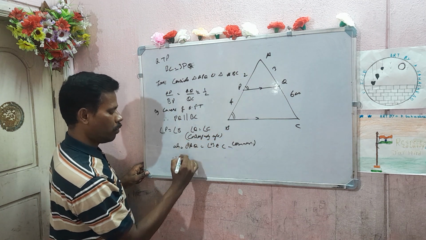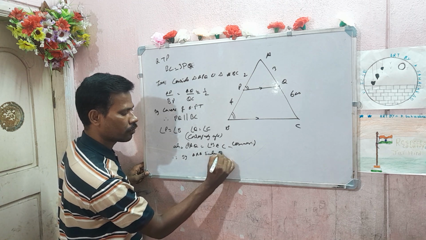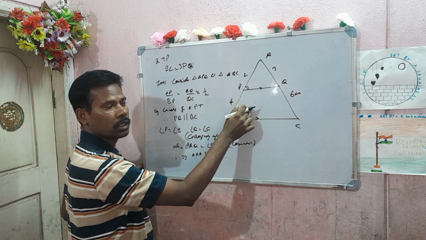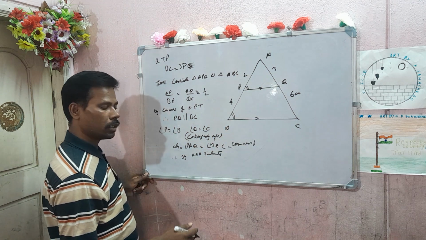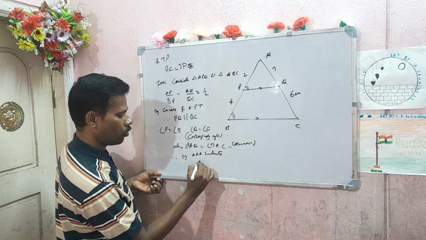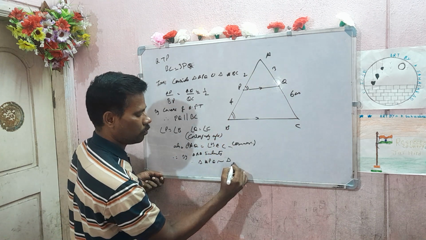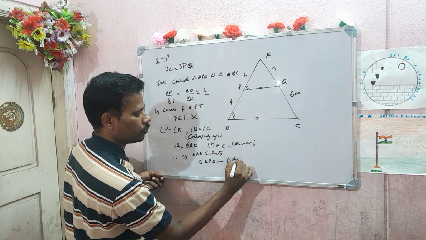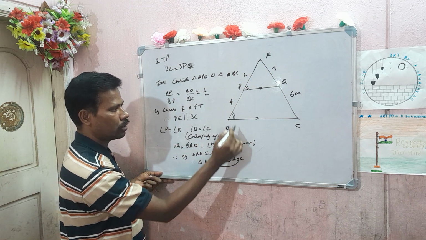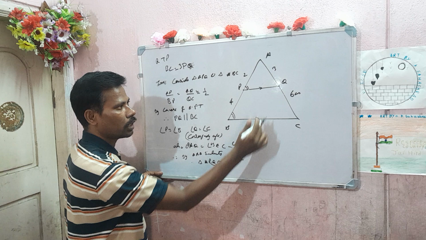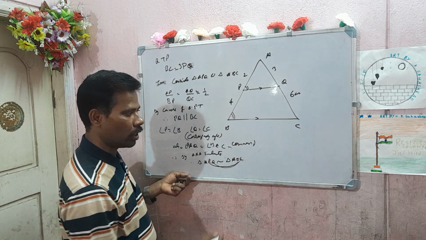Therefore, by angle similarity, what is angle similarity? If the angles of one triangle are respectively equal to the angles of another triangle, then the triangles are similar. Therefore, triangle APQ is similar to triangle ABC. See if the letters are coinciding or not. Letter P is coinciding with B, correct. Q is coinciding with C. A, same. Therefore, the triangles are similar.